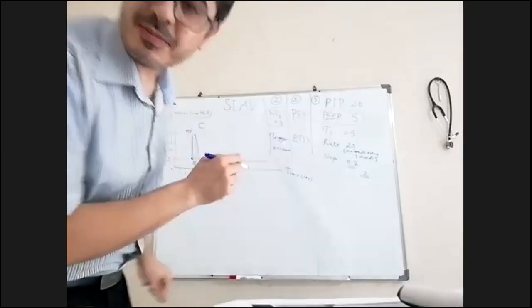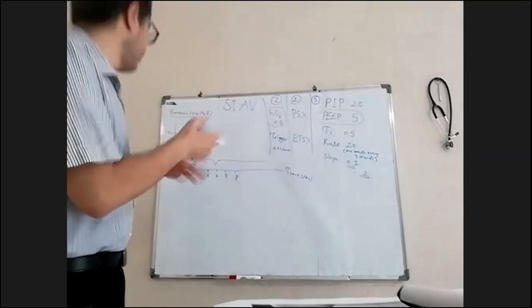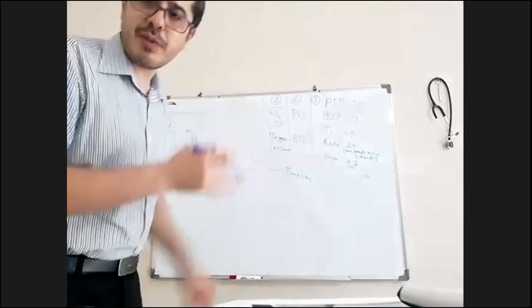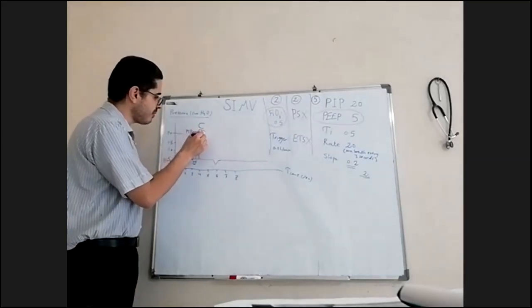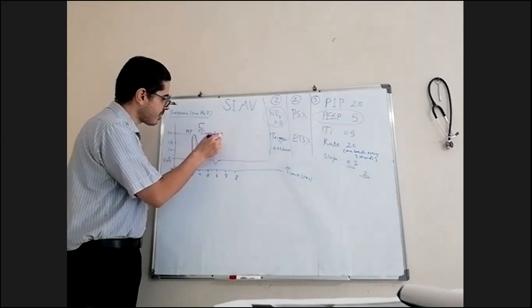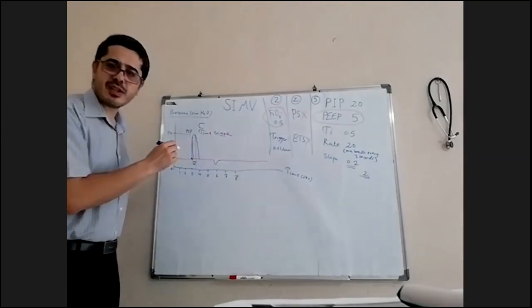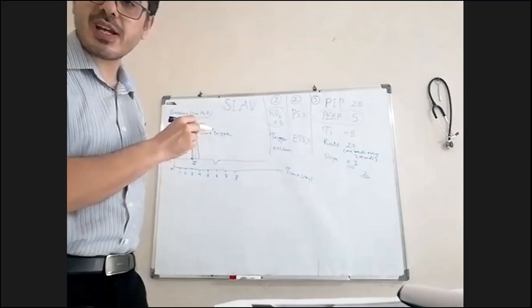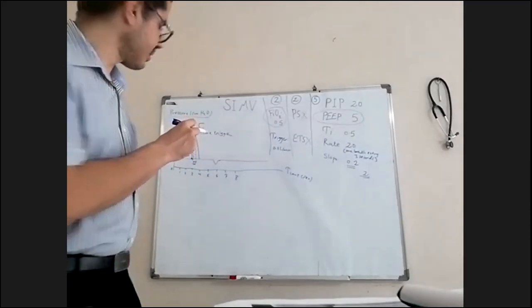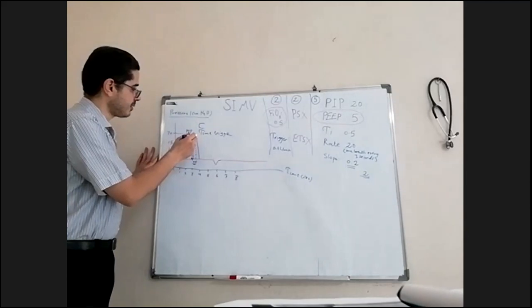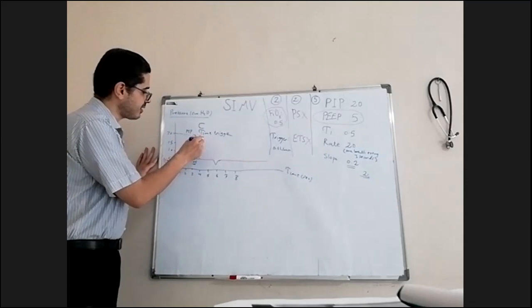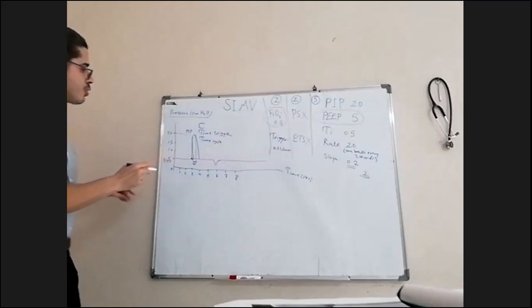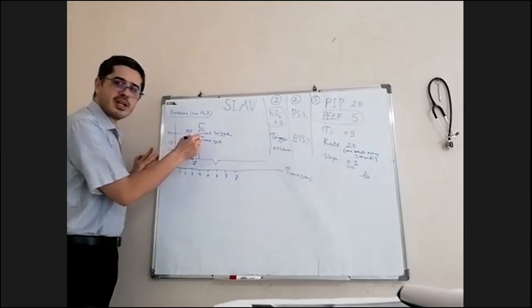Yeah, please, if you can communicate, it will be better. I want you to communicate. So this is time trigger. What about the cycle here? Is it time cycle or pressure, flow, volume cycle? Who will tell me the cycle here? It is time cycle, controlled by the TI. So it is controlled breathing, time trigger, and time cycle.